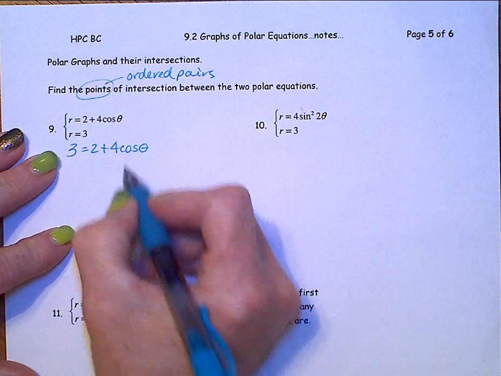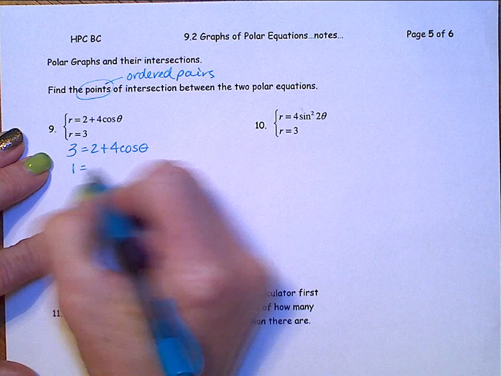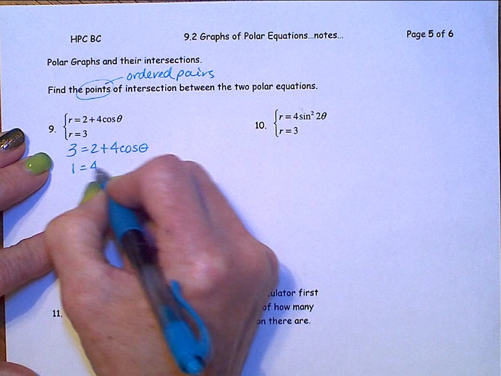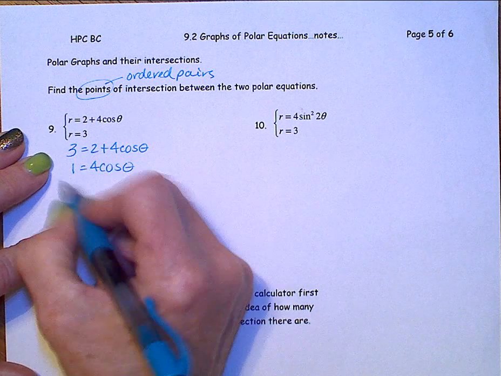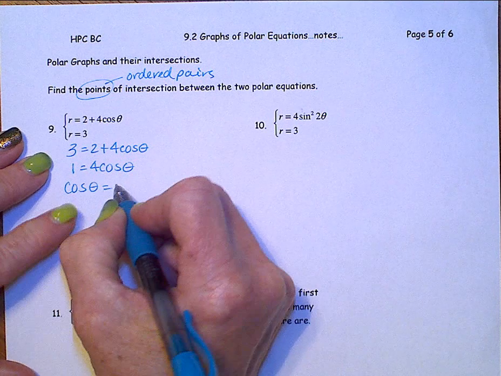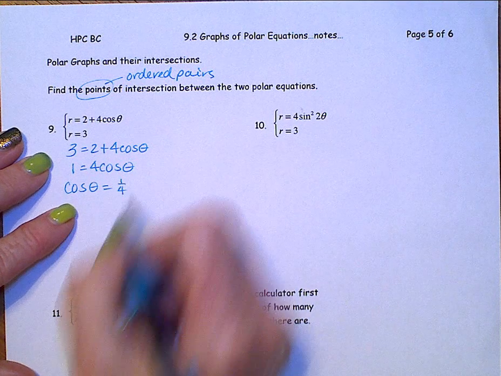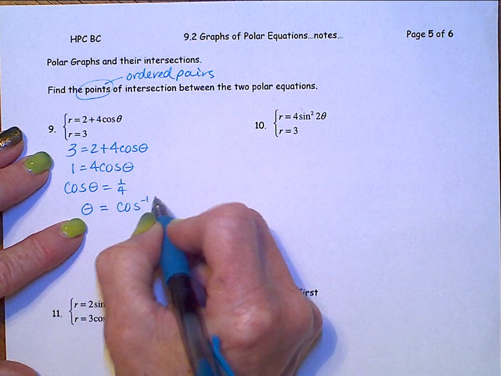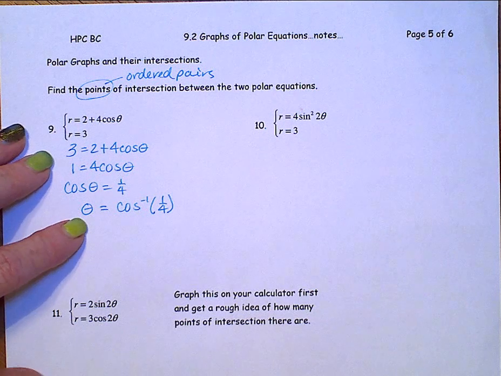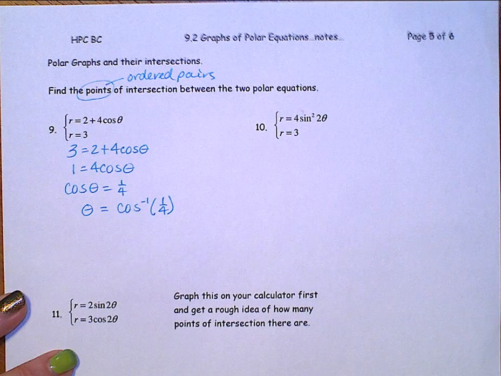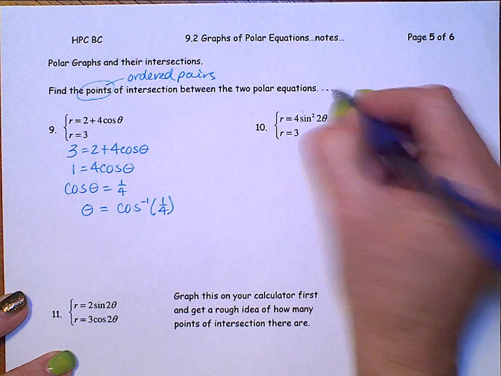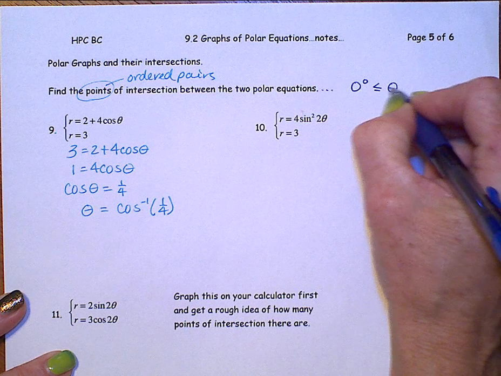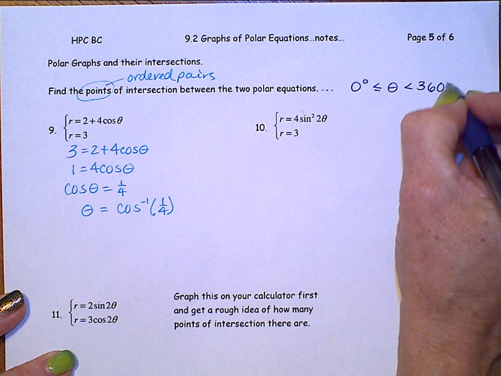Solving like normal, let's subtract this 2. Oops, 3 minus 2 is 1, is 4 cosine theta. And divide out the 4. Cosine theta is 1/4. Taking the inverse of both sides, we will have that theta is inverse cosine of 1/4. And when we solve these, we are going to solve them just for one time around. And this time, we are going to solve for theta between 0 and 360 degrees.